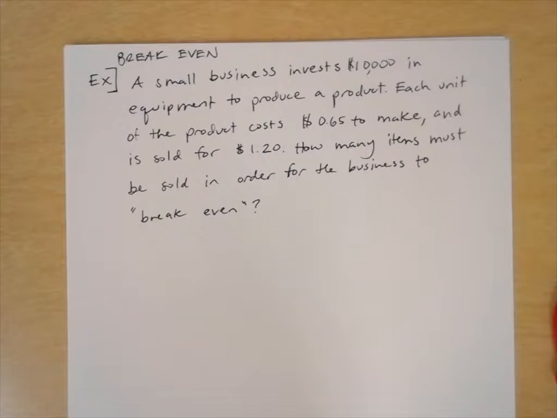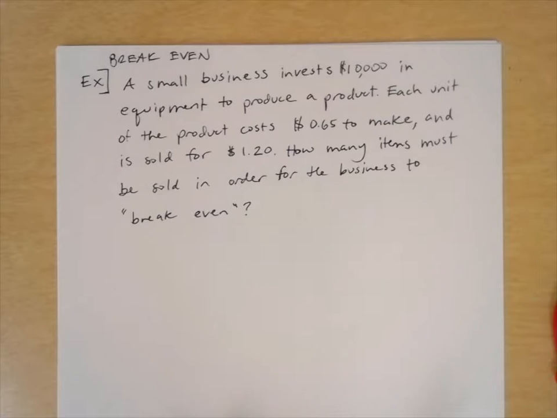Alright, so I've written out this word problem. If you want to take a second and pause your video to write it all down, please do. But I'll read through it. A small business invests $10,000 in equipment to produce a product. Each unit of the product costs 65 cents to make and is sold for $1.20. How many items must be sold in order for the business to break even?